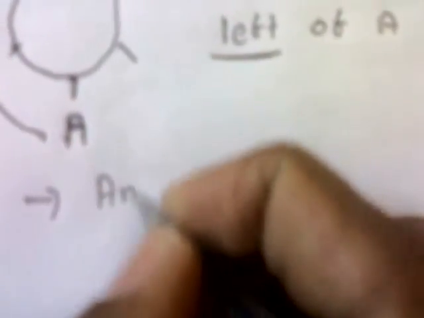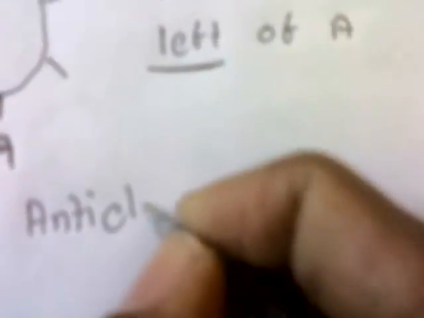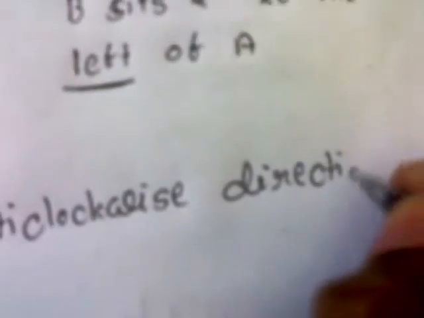In the same manner, if we see the word right of A, then we will move in anti-clockwise direction from A.